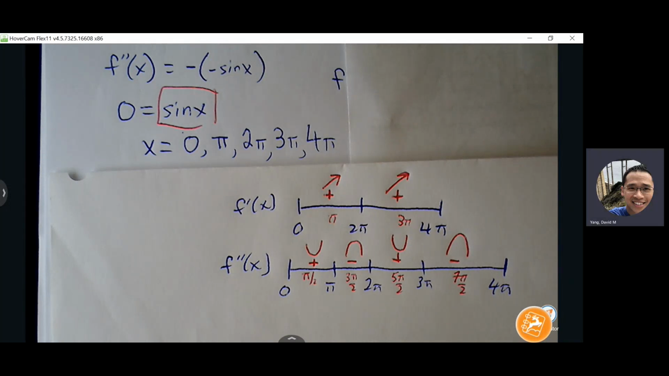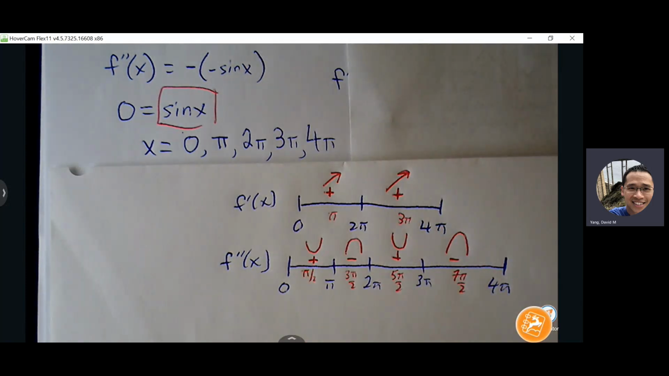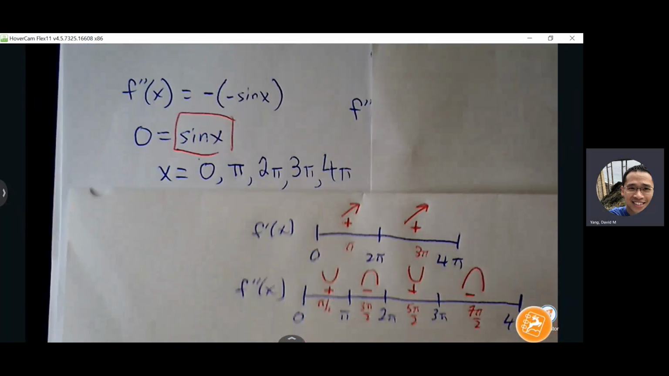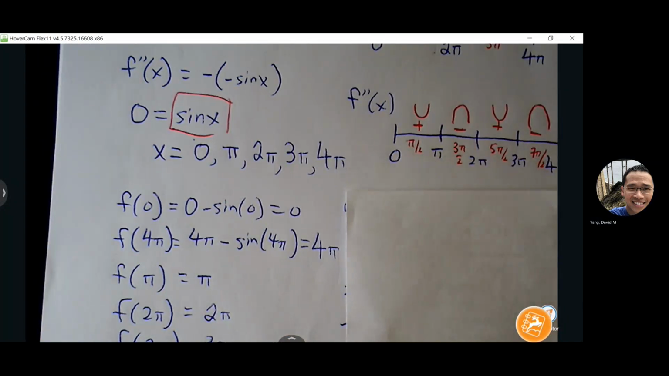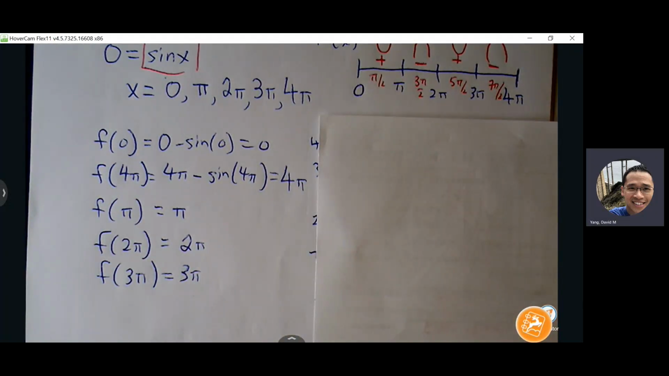Okay, so to sketch the graph, we can just plug in the endpoints and the critical points back into the what? Original function, right? And these original functions are easy to plug in. In fact, sine of x will just go to 0 because sine of 0, pi, 2 pi, 3 pi, 4 pi are all 0. So I listed out all my ordered pairs, right? All the important values, the endpoints, the critical points from the first and second derivative function.